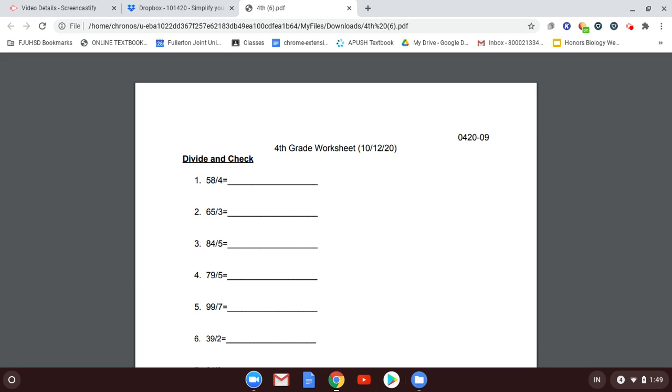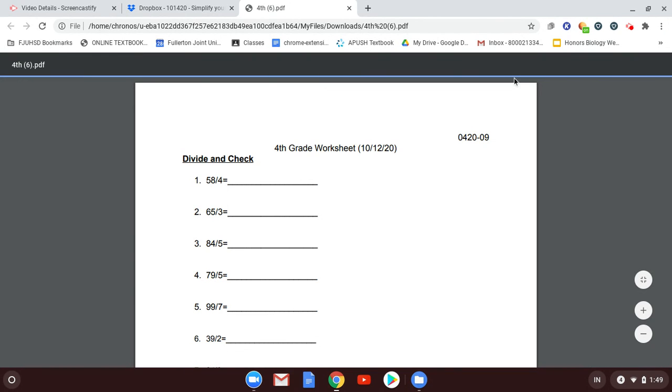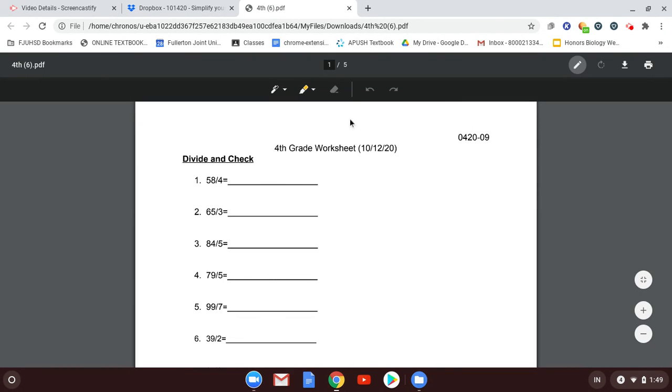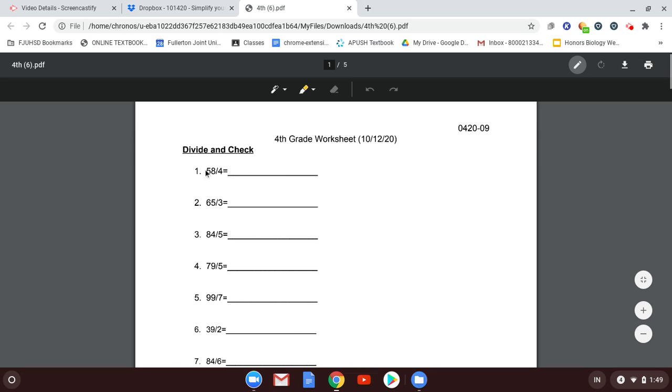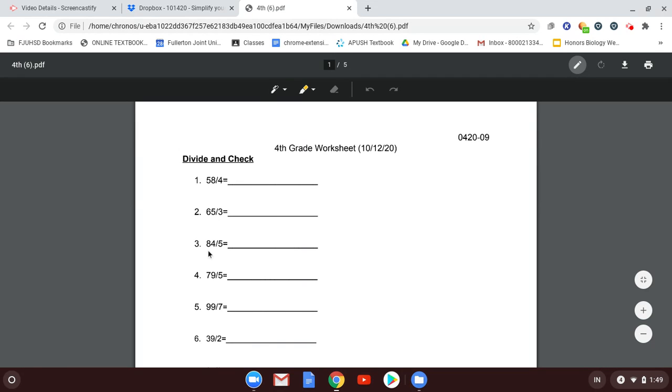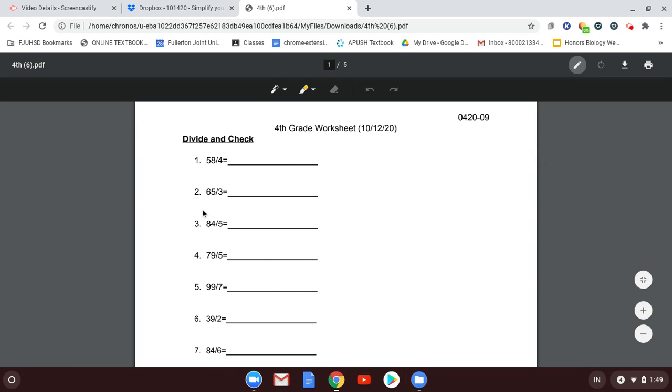Today we'll be going over 4th grade, lesson 9. Okay, so first we'll be doing the first page. Like we did last time, we're going to do remainders. So let's try doing number 2.